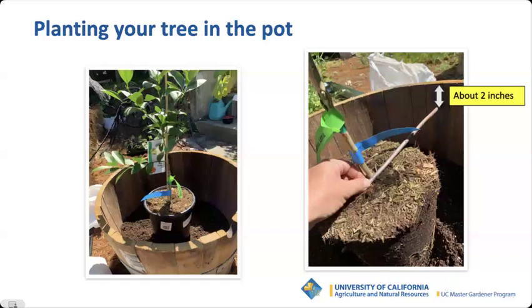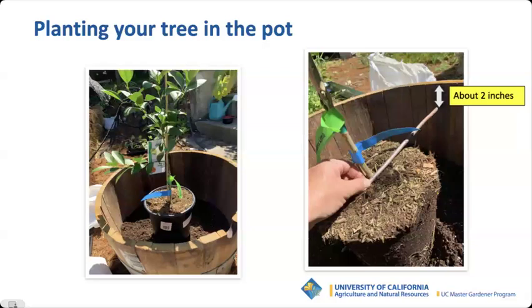Remove the stake. Trees need to sway freely in the wind in order to be stimulated to grow strong trunks and roots. If you're going to add an irrigation line, remember you're going to be irrigating the soil, not the plant. So make sure that your water line is well away from the trunk. And this applies also to planting your citrus tree in the ground.